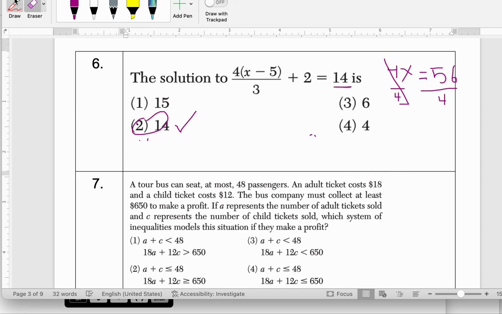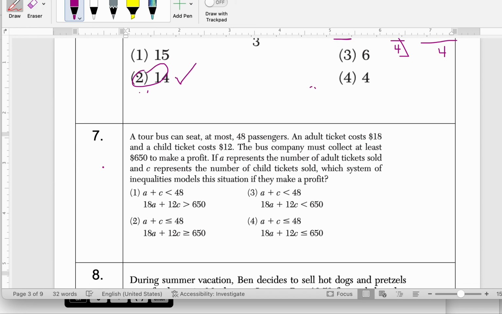Okay, so let's take a look at the next question. A tour bus can seat at most 48 passengers. An adult ticket costs $18 and a child ticket costs $12. The bus company must collect at least $650 to make a profit. If A represents the number of adult tickets sold and C represents the number of child tickets sold, which system of inequalities models the situation if they make a profit?